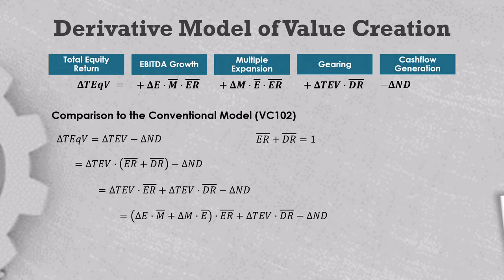Now, just like in VC102 or VC104, we can break the first enterprise valuation change into its EBITDA growth and multiple expansion components. And when we do that, we've just arrived at the derivative model of value creation. We didn't use calculus, we didn't use natural logarithms. We just added a bit of algebra to the thing that everyone is already doing, and we get a far superior model that fixes all the problems with leverage and growth capital.